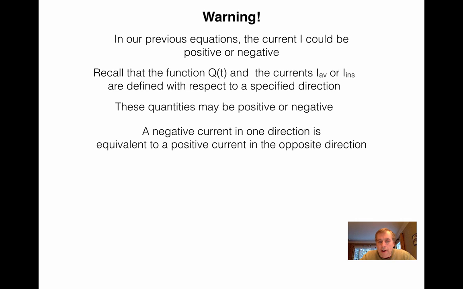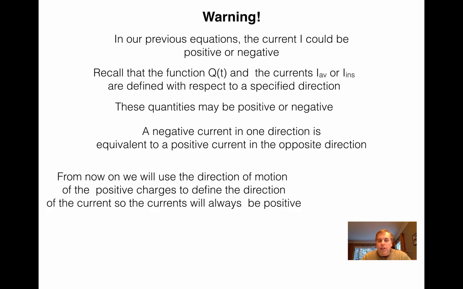Now, from now on, so it doesn't get confusing, we pick the direction of the motion of the positive charges as being the direction of the current. With that choice, all our currents will be positive, always. So when you indicate the direction of a current in a wire, you specify the direction of the motion of positive charges. With that choice, all I's are positive in the equations, and we'll stick to that for quite a while.